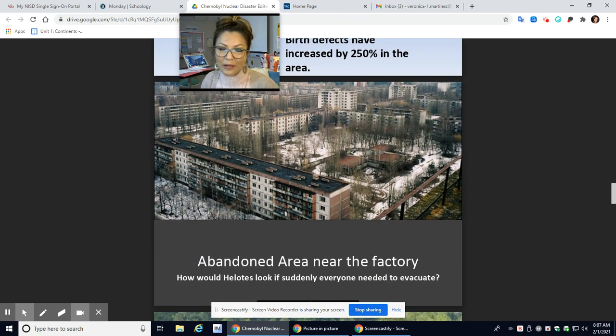So this is an abandoned area near the factory. So let's think about that. How would Helotes look if suddenly everyone needed to evacuate? Would it look like this? Imagine the HEB area with suddenly zero vehicles. That would be strange, wouldn't it?